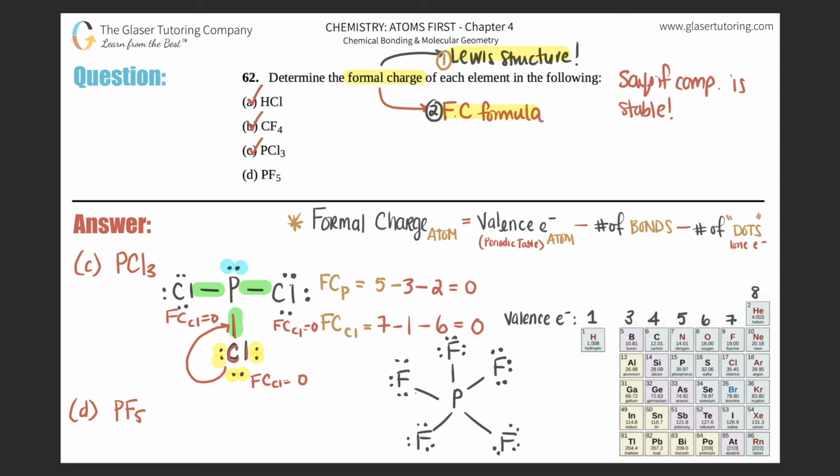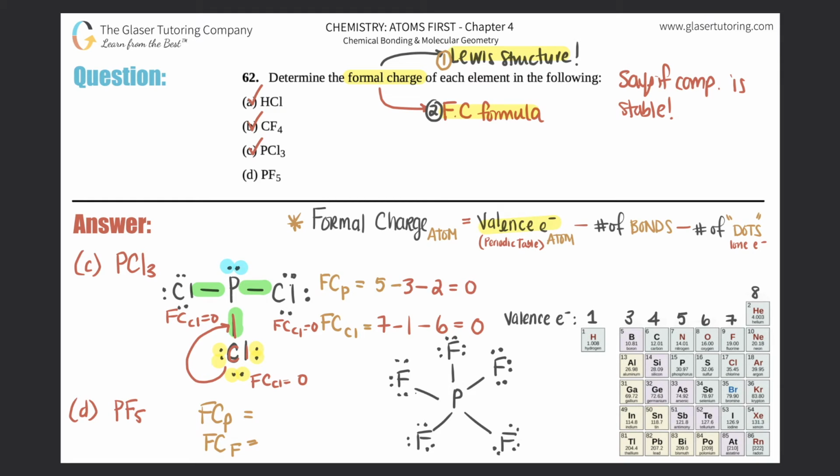Okay, so same exact thing here. I see that I have 5 fluorines, 1, 2, 3, 4, 5, but they're all exactly the same. Each one of them has only one bond and the 3 lone pairs. So if I can figure out the formal charge for one of them, I can figure out the formal charge for all of them. So we'll say formal charge of phosphorus and then formal charge of fluorine.